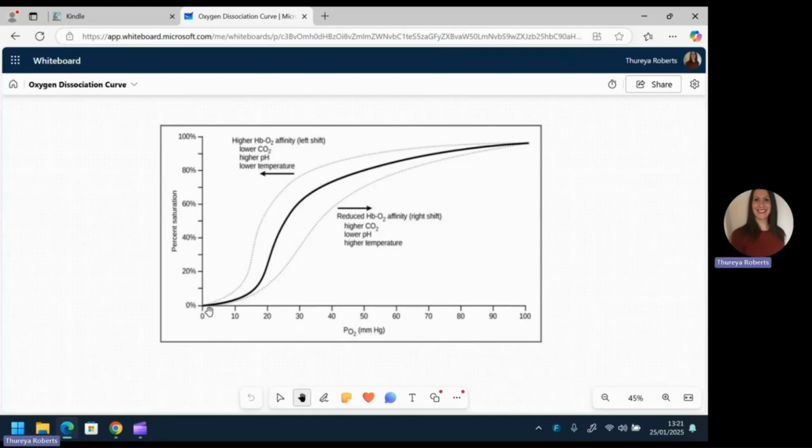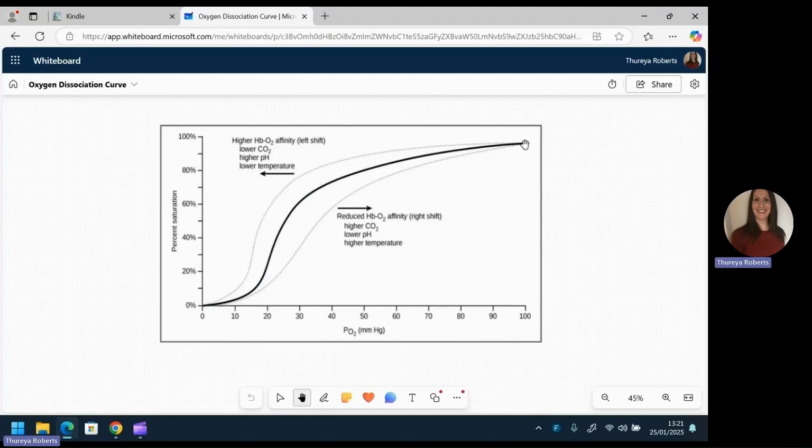So you can see here, at low levels of partial pressure of oxygen, the haemoglobin has a low affinity for oxygen. As the partial pressure of oxygen increases, more haemoglobin becomes bound to the oxygen because of its cooperative binding ability. This makes it easier for more oxygen molecules to bind to the haemoglobin, and you can see a massive increase in the slope of the graph, showing an exponential increase in oxygen saturation.